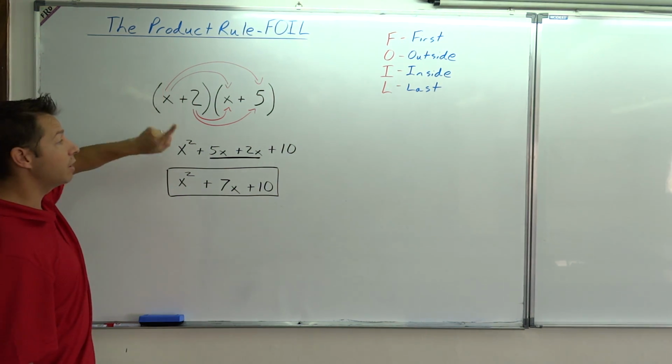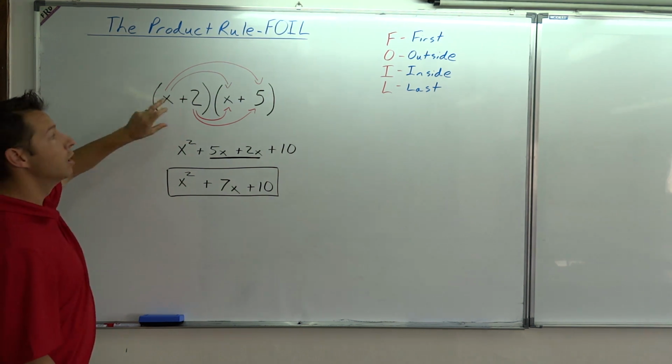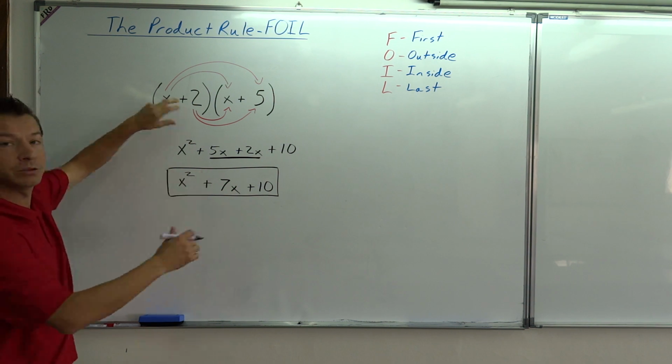In the next video, I'm going to do 2 different examples that look at it in a different way. It's still using the product rule, but they'll be a little bit more challenging because we're going to add in some directed numbers.